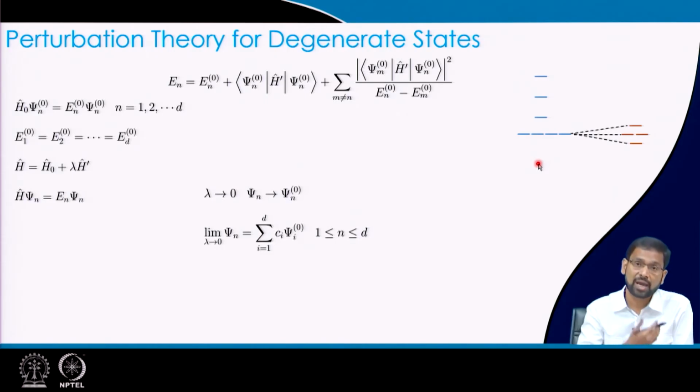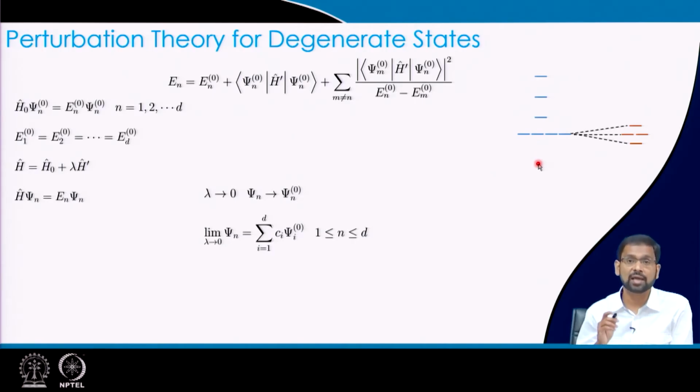If I take psi 1 minus psi 2, that also is an eigenfunction with eigenvalue E. If I take psi 1 plus 2 psi 2, then also it is an eigenfunction with the eigenvalue E. So, any linear combination I take is also going to be an eigenfunction of same energy.